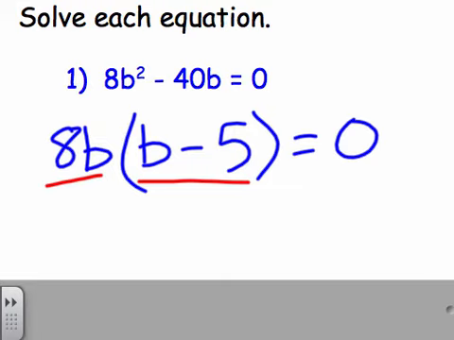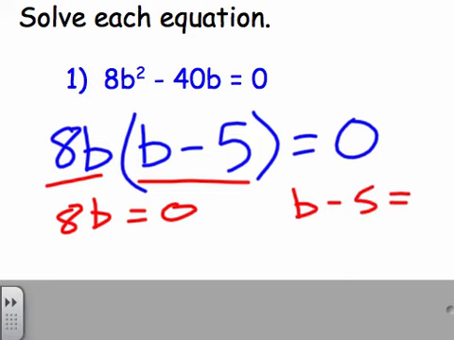It doesn't matter what 8b is, the whole thing is 0. So I could say that 8b equals 0, and I could say that b minus 5 equals 0. And I could solve two separate equations. Well, in this first one, that's kind of nice. You divide by 8. b is just going to equal 0, right? 8 times 0 is 0.